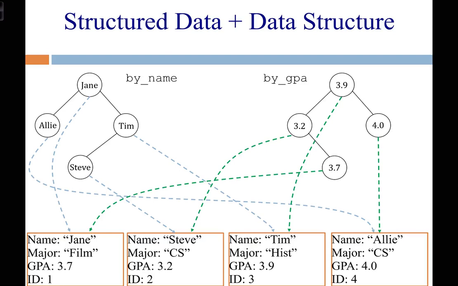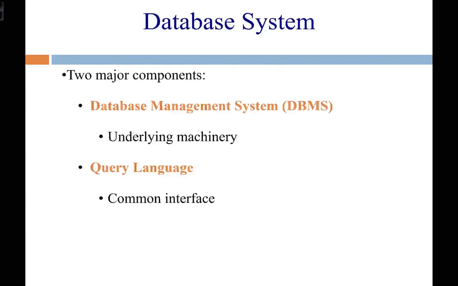So I could build another data structure on ID or another data structure on major. And even though the data only exists in one place and in some arbitrary order, multiple data structures that indirectly reference the data is what allows me to find data quickly. Does that answer the question? Yeah. Okay.